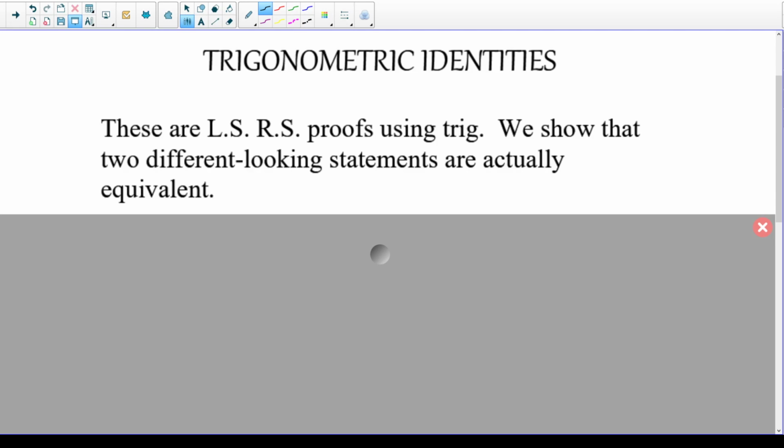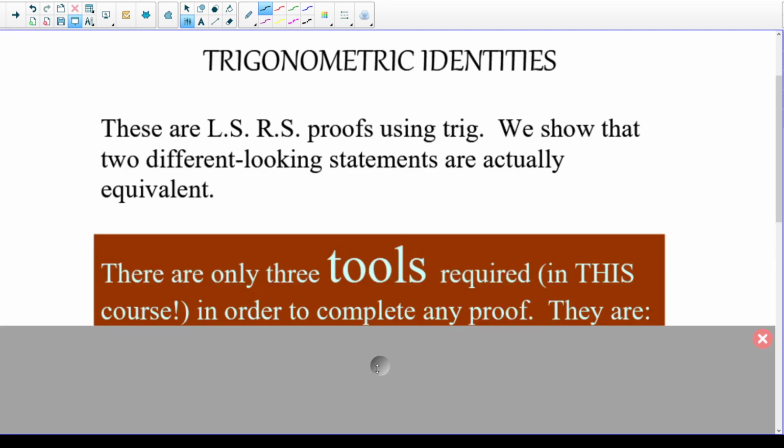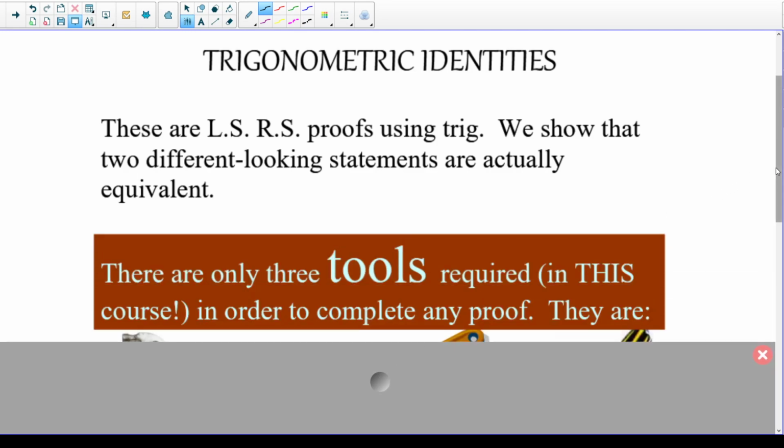Sometimes that requires you to manipulate both sides of the equal sign, but never are you going to be crossing over the equal sign like you would if you were solving an equation. So in other words, these are left side, right side proofs, but you need to know what the puzzle pieces are to be able to do those proofs. And these are some of the tools that you're going to require.